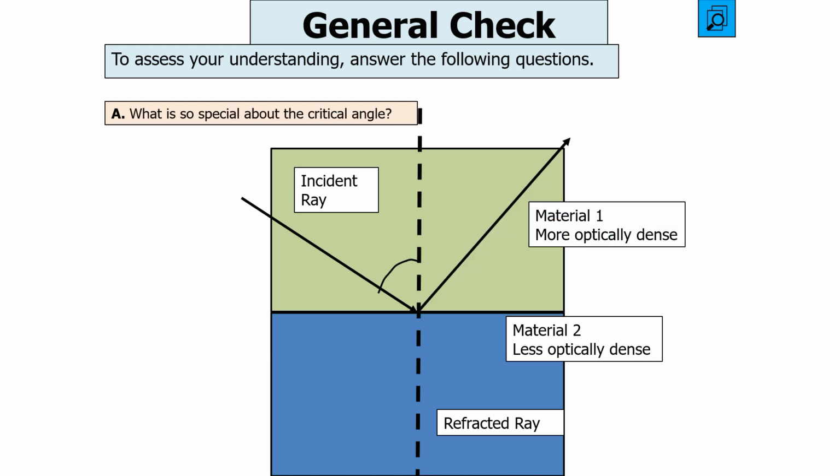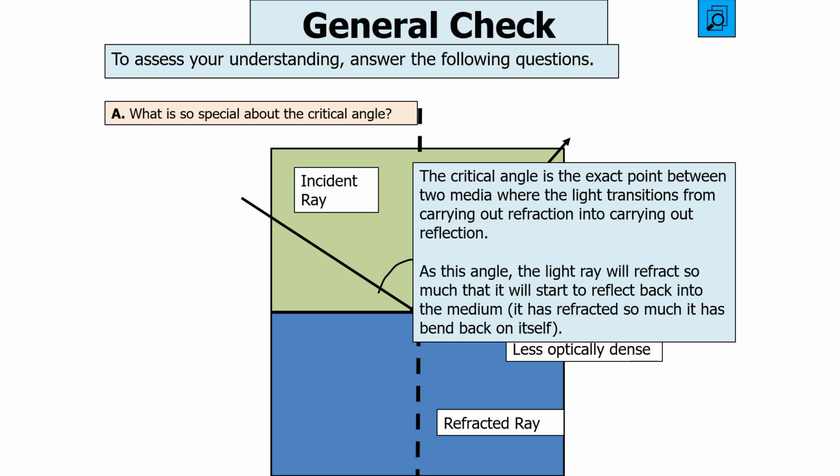What is so special about the critical angle? Pause the video now, then unpause the video when you want to go through your answer. The critical angle is the exact point between two media where the light transitions from carrying out refraction into carrying out reflection. At this angle, the light ray will refract so much that it will start to reflect back into the medium. It's refracted so much it's bent back onto itself.